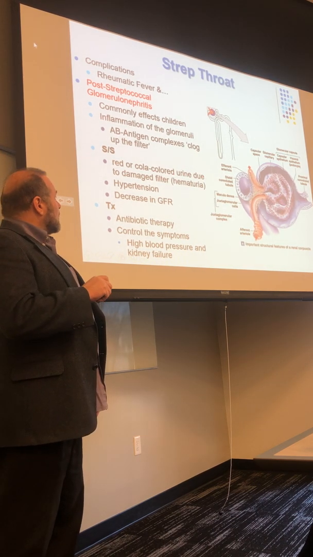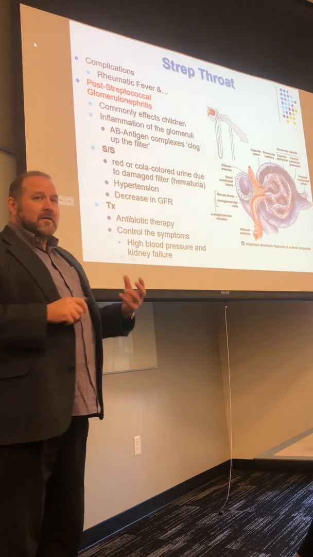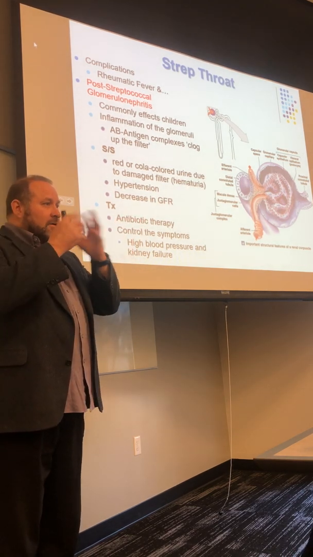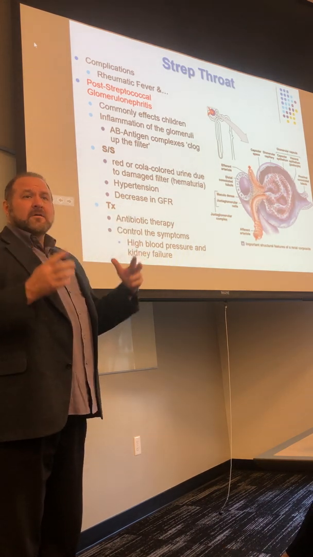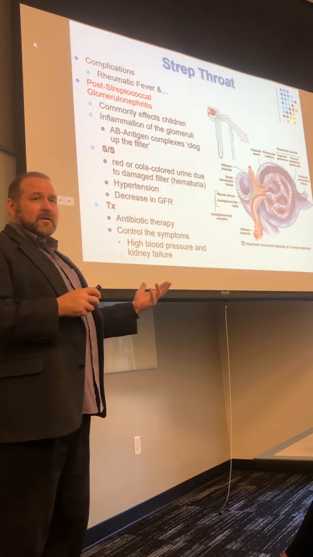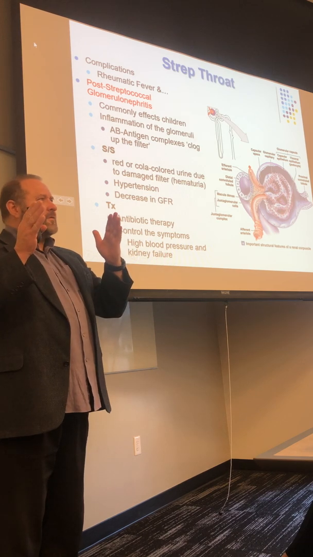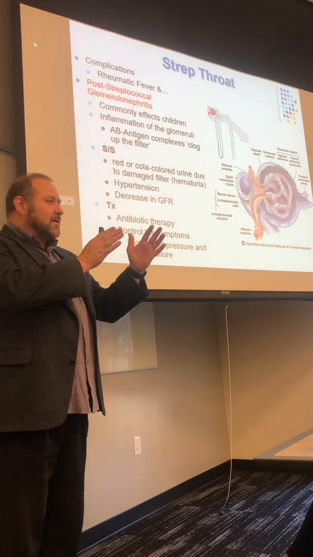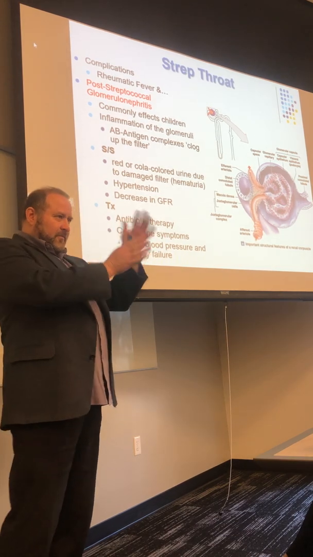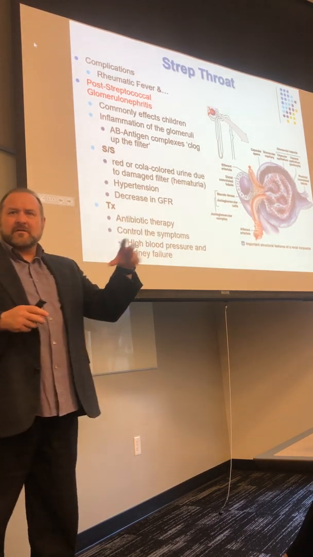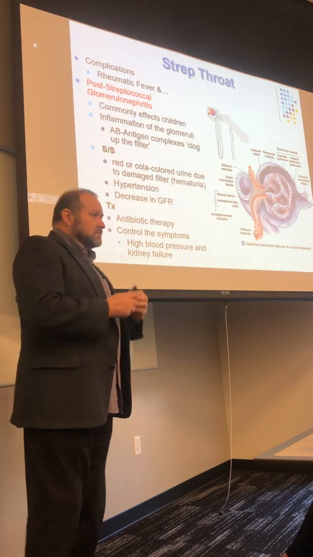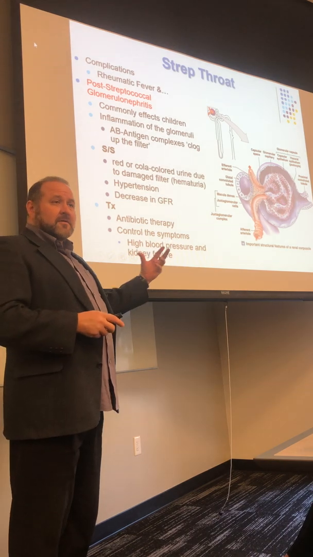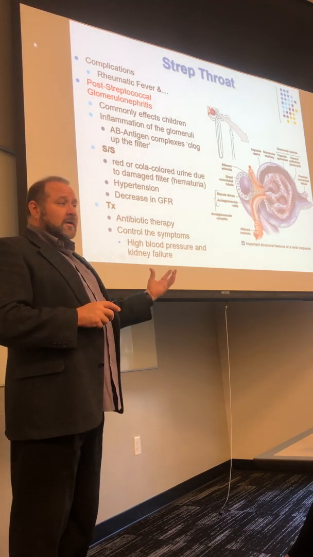Red or Coca-Cola colored urine due to a damaged filter. In other words, those antibodies and antigens, that war that they had, kind of blew some big holes in that glomerular membrane, right? Remember, what did we say? We said pickier, pickiest in your Bio 211 class when we were going through the different filtering systems, remember the podocytes and all that kind of stuff? Anyway, you've got to have a pretty big hole to get blood into the urine. This is one of those things that'll cause a pretty big hole, cause a lot of damage, okay?